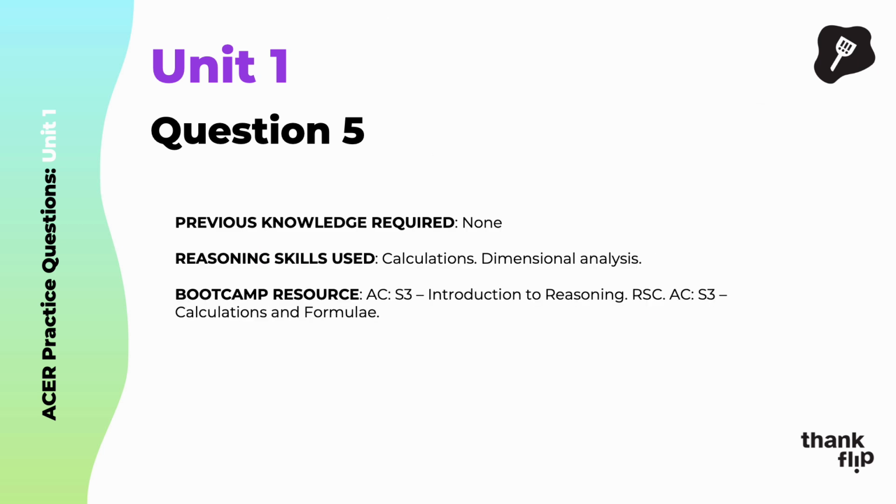Again, this question required no previous knowledge. All you needed to know how to do were the calculations, just plugging things in, and being able to extract that information from the writing and translate it into the formula is quite important. That will come with practice as well as learning how to do reasoning, which you can learn through our reasoning skills course. We also have dimensional analysis being used here, because we had to remember the units, as in the answer options there were some that looked similar but had different units. Being able to do that dimensional analysis is quite important too. Some of the bootcamp resources that you can use are the Introduction to Reasoning Acceleration class, the Reasoning Skills course, as well as the Calculations and Formulae Acceleration class.